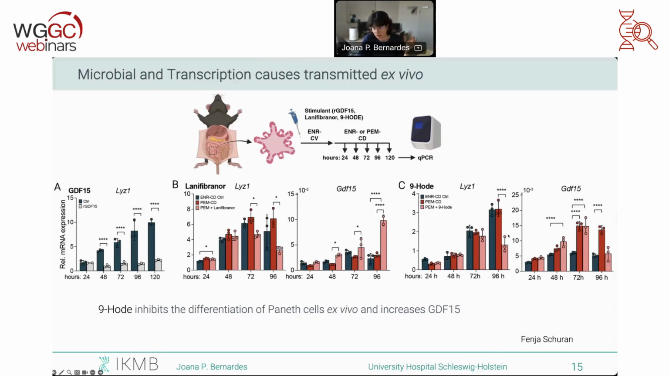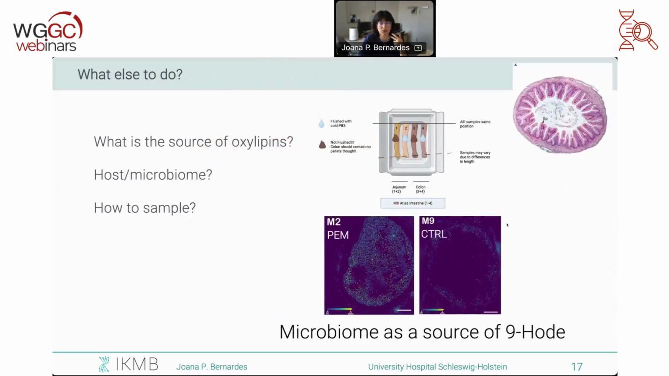So in this case, we see once again, 9-HODY inhibits the differentiation of Paneth cells and increases the amount of GDF15. So what else is there to do? And this is things that we are doing at the moment. So there's still a question, where are these oxylipins coming from? Is it from the host or is it from the microbiome?